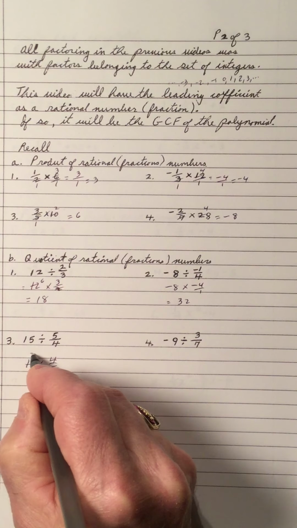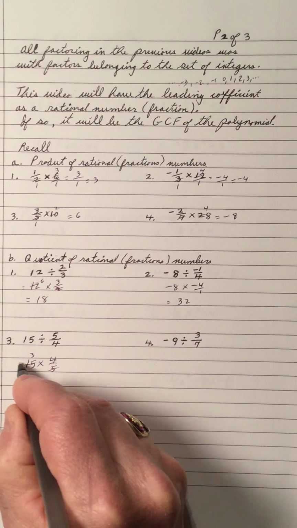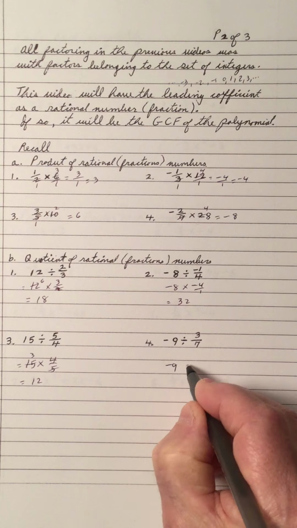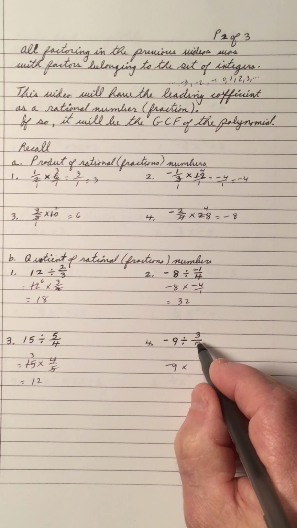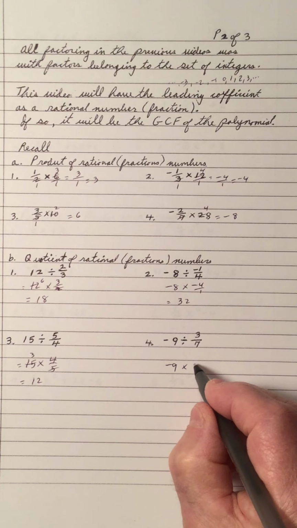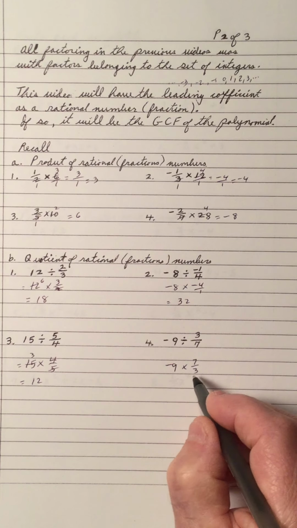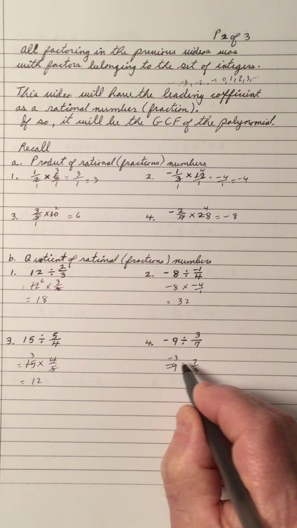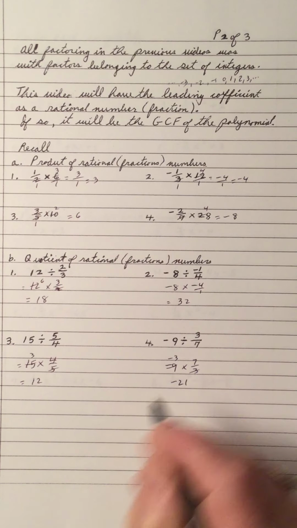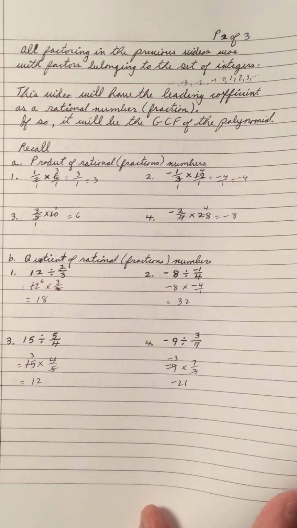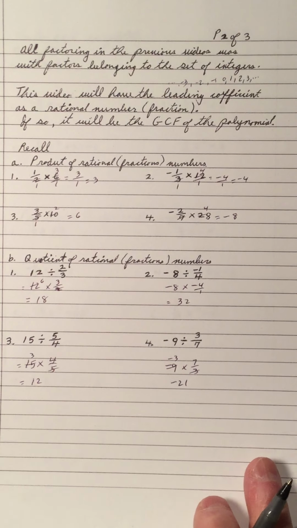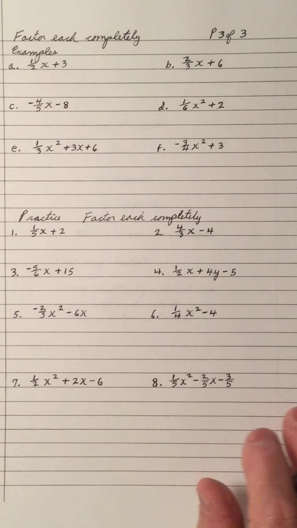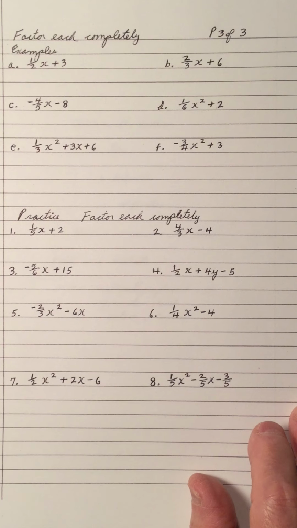5 into 15 goes 3, so that gives us a 12. And number 4, -9 times the reciprocal of 3 over 7, which is 7 over 3. 3 into -9 goes -3. -3 times 7 is -21. So that's a review of multiplying and dividing with rational numbers or fractions. Let's use that to our advantage now in factoring.